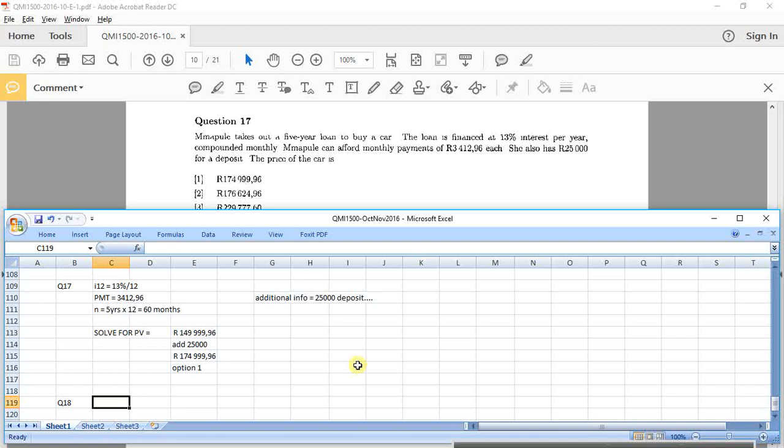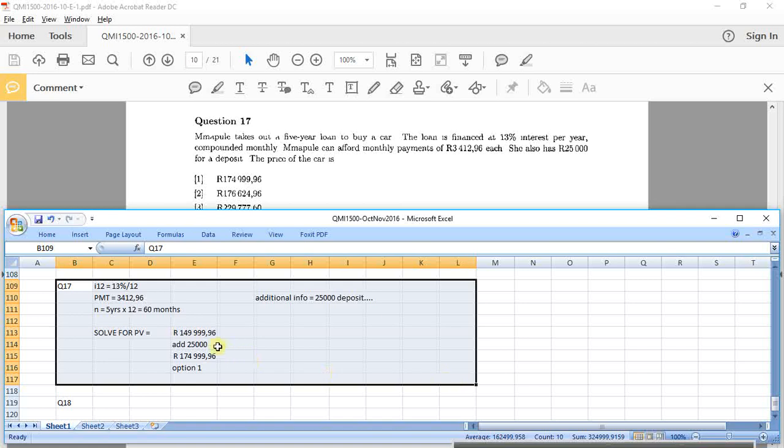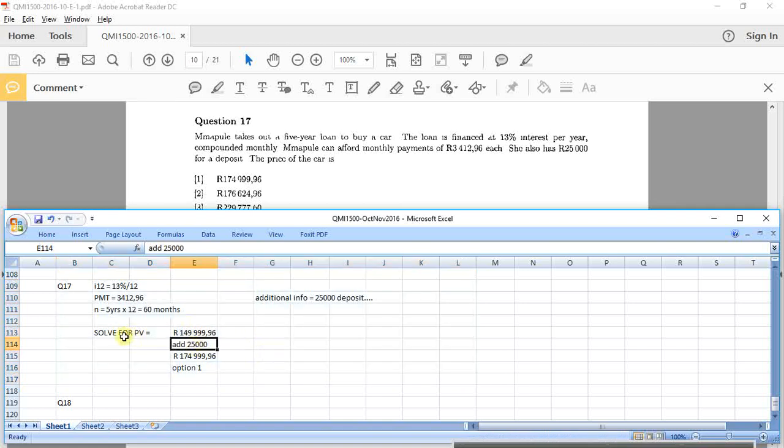I'm not too sure what's going wrong. You just need to be careful when you type things into the calculator. Well, it's literally as is. And obviously if you've got a deposit, you can add that to your loan. So that means I can finance a car that's worth 174,999.